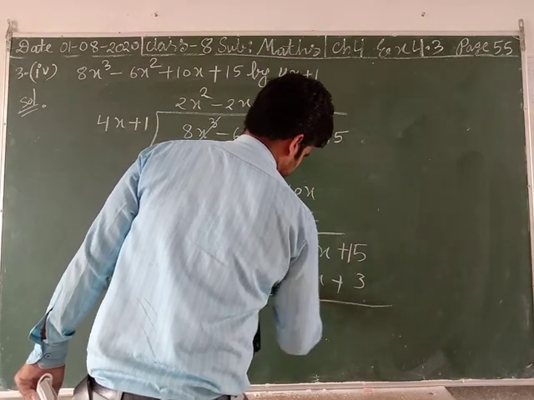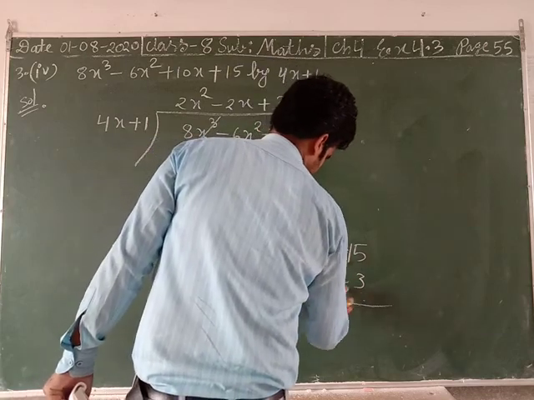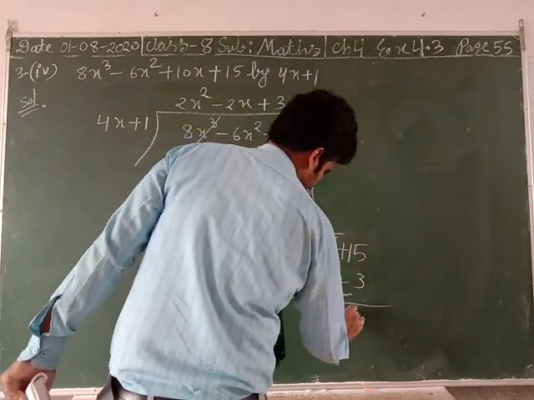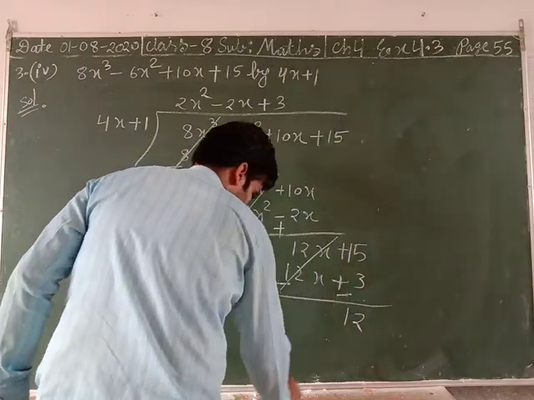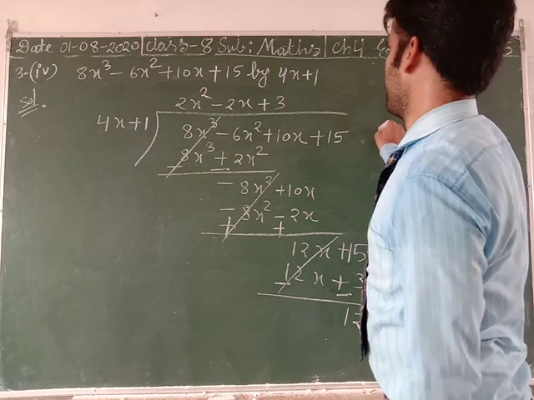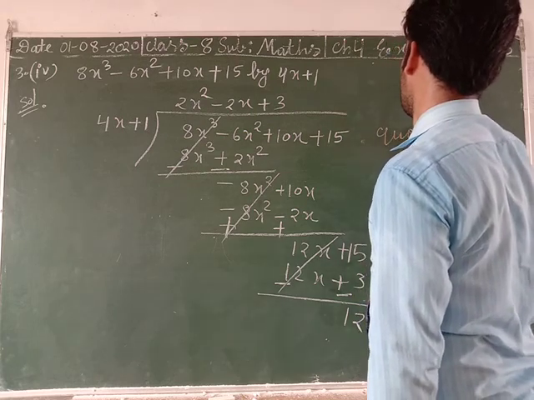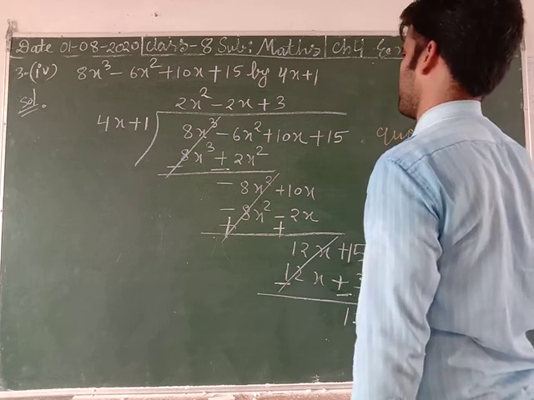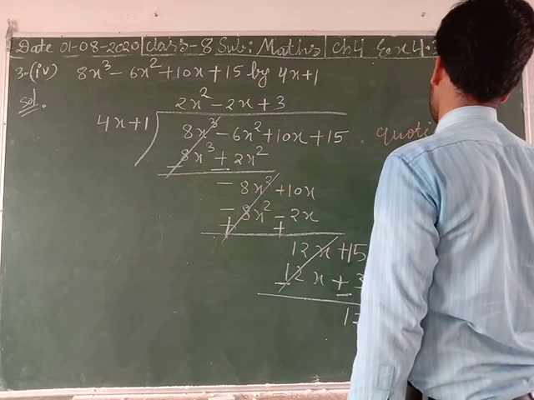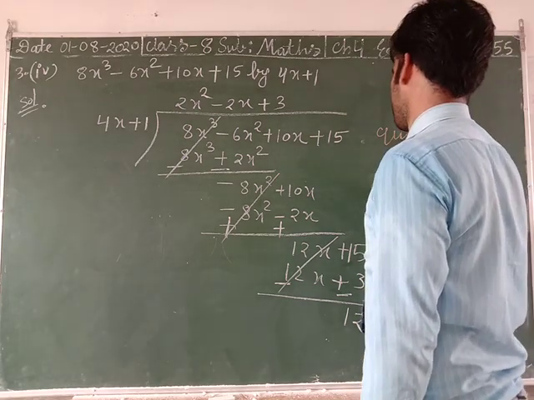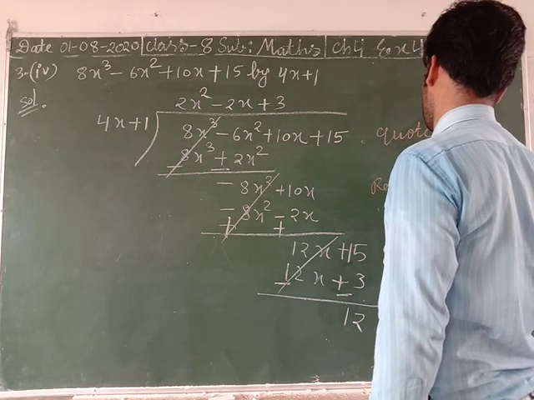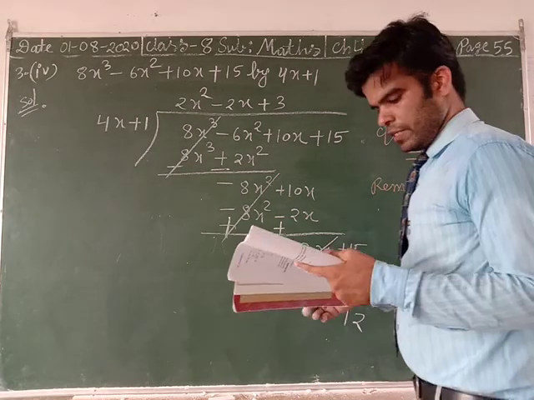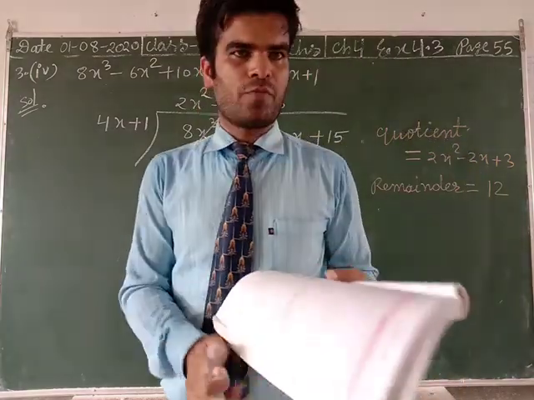So students, this become negative and this also become negative. So this positive negative get cut, and 15 minus 3, 12. So students, we write quotient is equal to 2x square minus 2x plus 3, and remainder is equal to 12. After that students, we discuss only one question of question number 4.